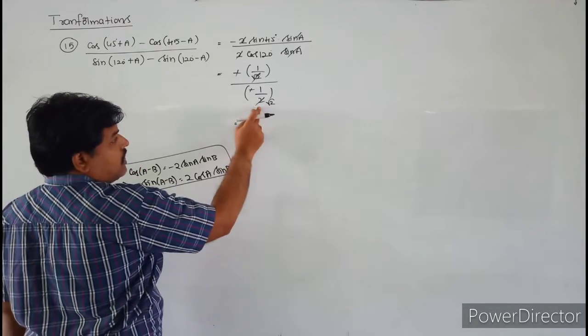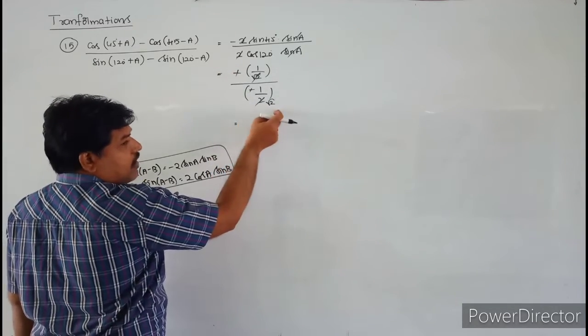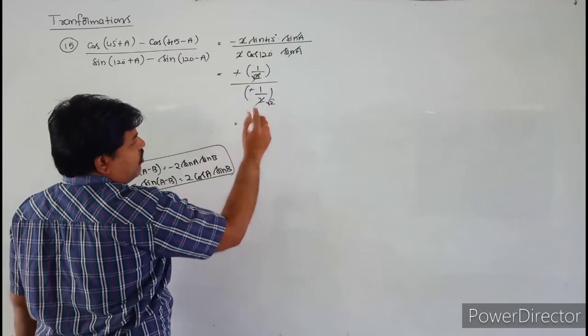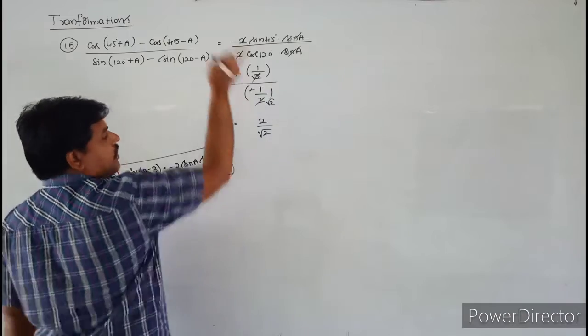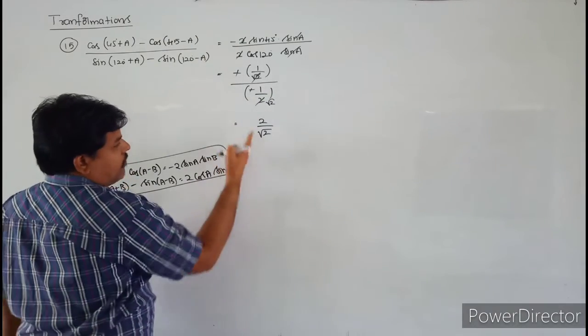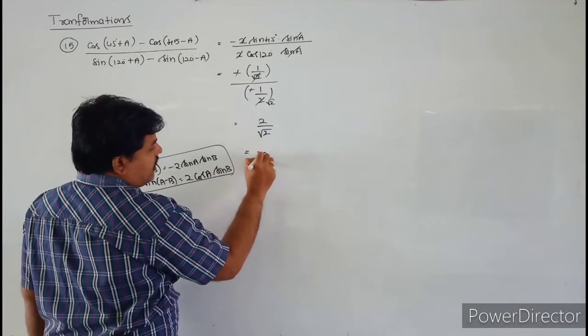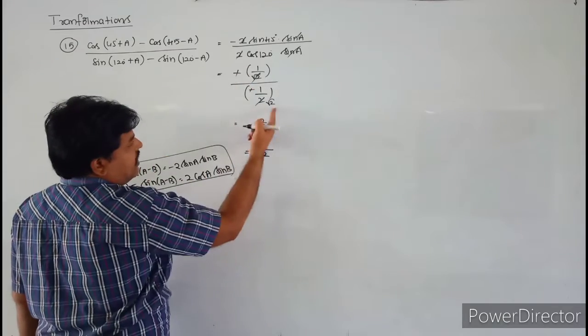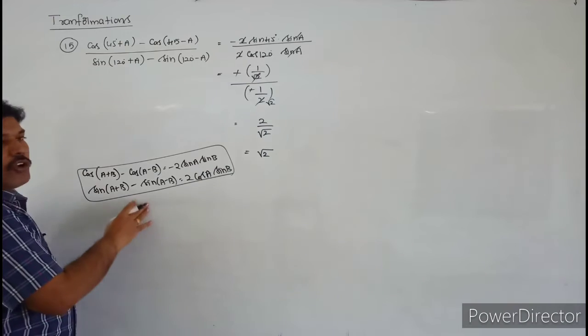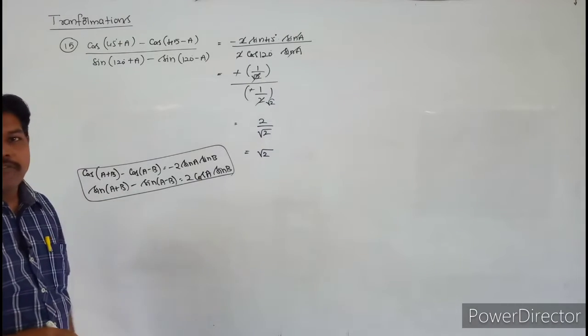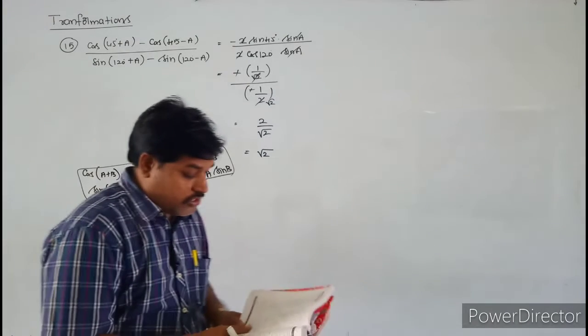Yes or no? What is that? 2 by root 2, so that is nothing but root 2. Otherwise you can write it without cancellation like this: 2 by root 2, because it will come into the numerator. 2 by root 2 is nothing but root 2. Otherwise you can cancel that and take the answer directly. Okay, so that is the formula. If you know this formula, you will get the answer in one step. Okay, so see that one.